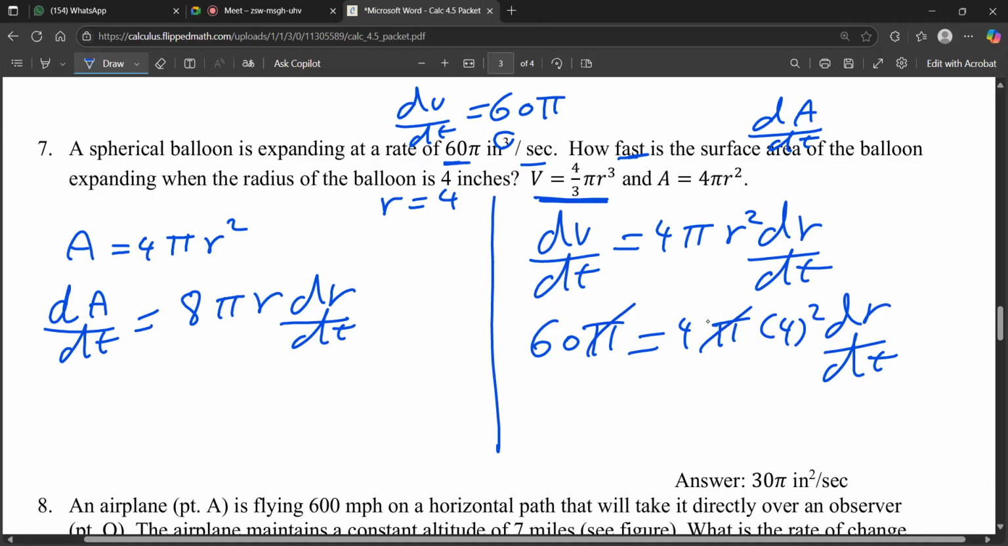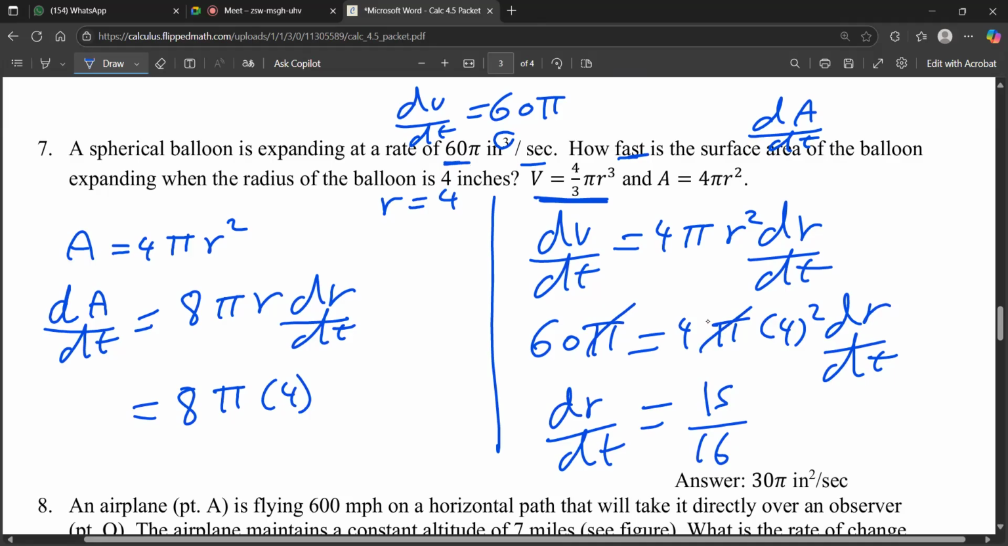So pi with pi, 4 squared is 16, 16 times 4. So dR/dt will be equal to 15 over 16. That's it. Now 8 pi R, which is 4, times dR/dt, which is 15 over 16. That's it. This is how you find dA/dt. So at the end it will be 30 pi square inches per second.